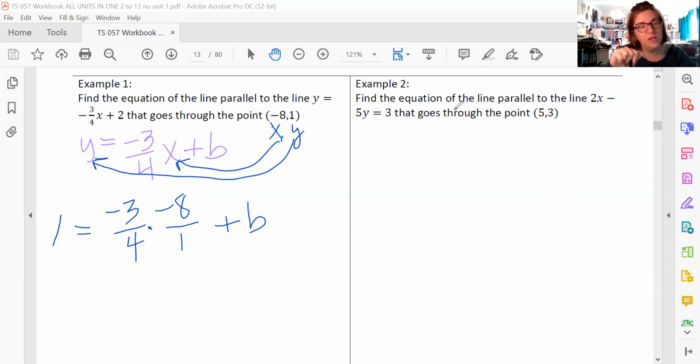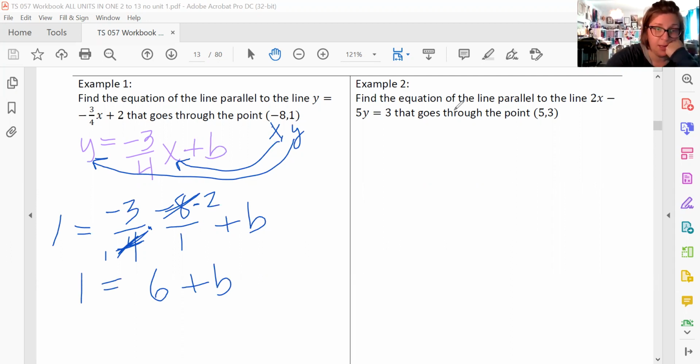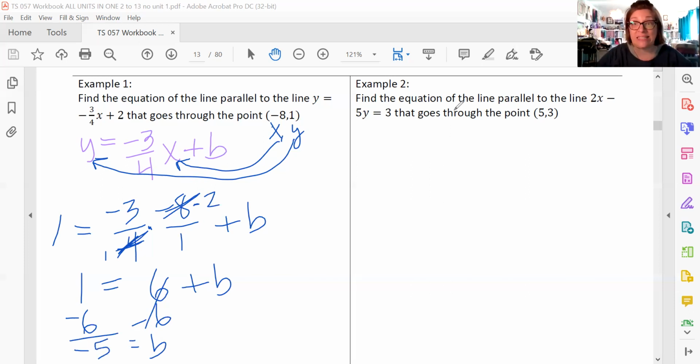So I have negative 3/4 times negative 8. I'm going to have to use some of my fraction knowledge and cross cancel where I can. So that's going to be a 1, and that's going to be a negative 2. Then I can multiply these: negative 3 times negative 2 is positive 6. Positive 6 plus b now equals 1. So then I'm going to get b by itself by subtracting 6: 1 minus 6 is going to be negative 5.